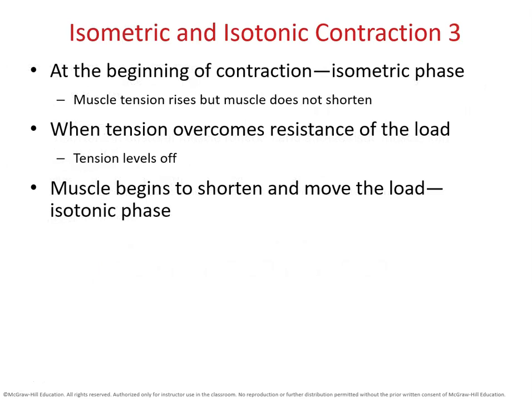So generally speaking, the beginning of all muscle contractions have an isometric phase. The muscle tenses before it starts to shorten. And then the tension levels off and the muscle starts to shorten as the weight is beginning to move. And that's the beginning of the isotonic phase.